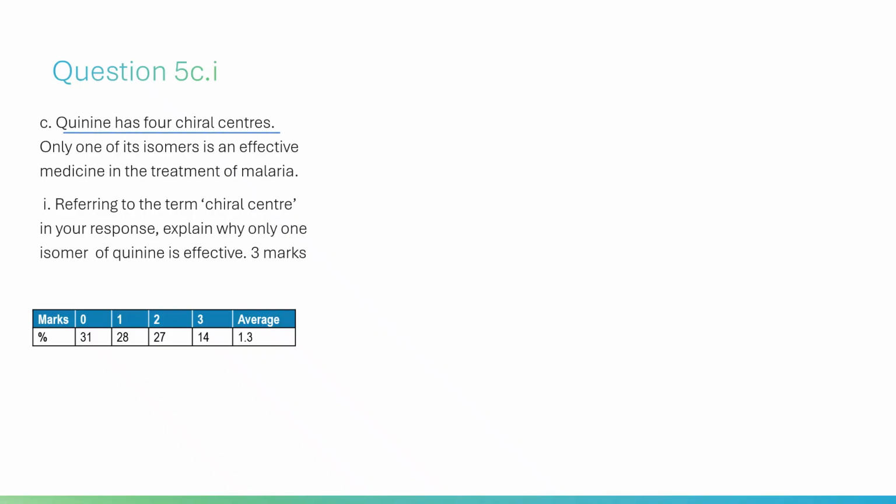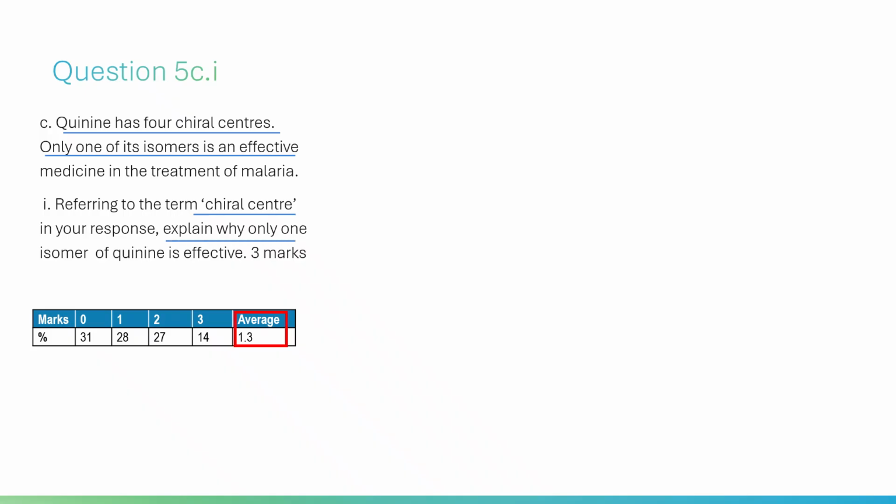Quinine has 4 chiral centers. Only one of its isomers is an effective medicine in the treatment of malaria. Referring to the term chiral center in your response, explain why only one isomer of quinine is effective.